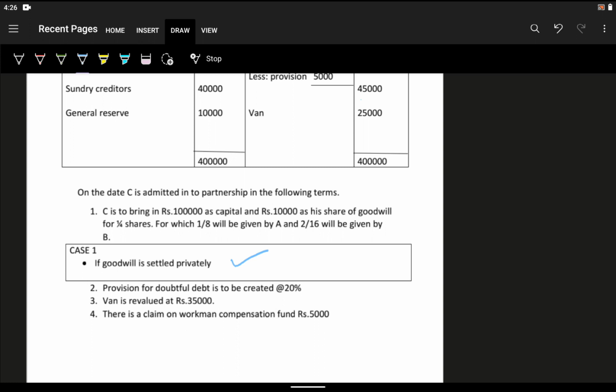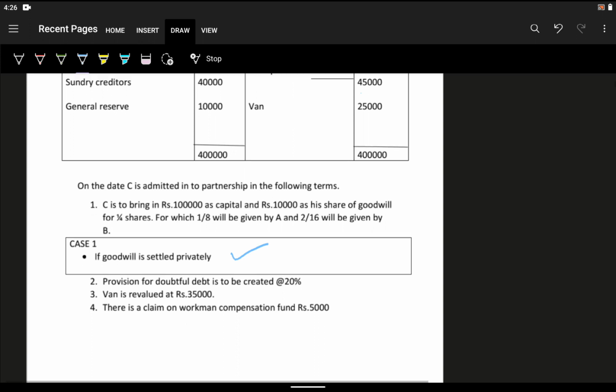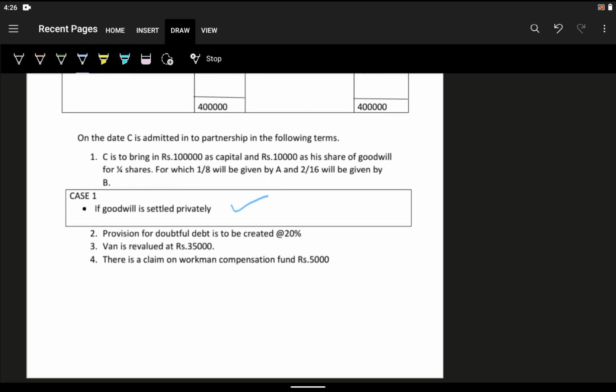So what is the first transaction? C is to bring in rupees 1 lakh as his capital and rupees 10,000 as his share of goodwill for 1 by 4th share, for which 1 by 8th will be given by A and 2 by 16th will be given by B. Who is the new partner? C is the new partner, and he wants to bring 1 lakh as his share of capital, and 10,000 as his share of goodwill.